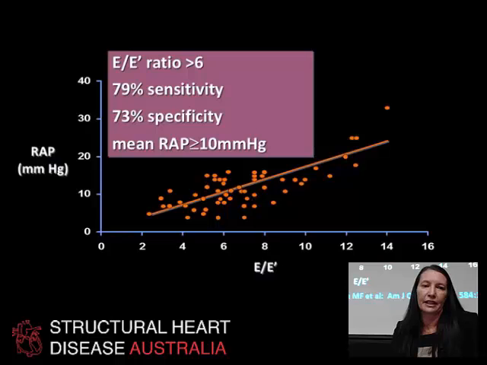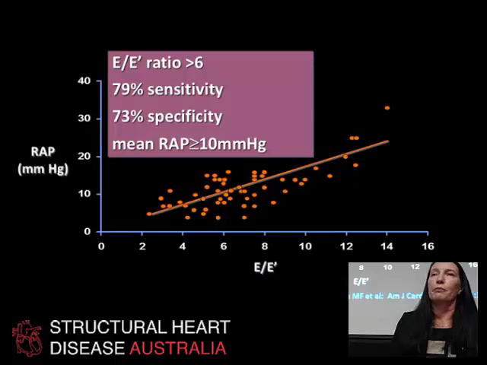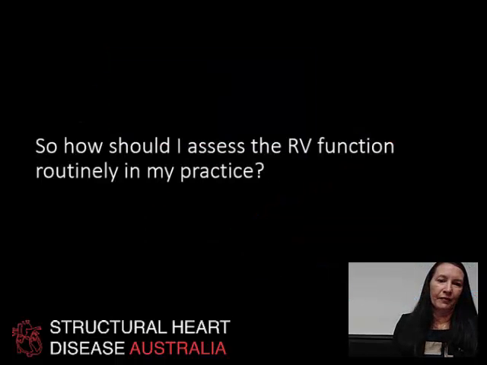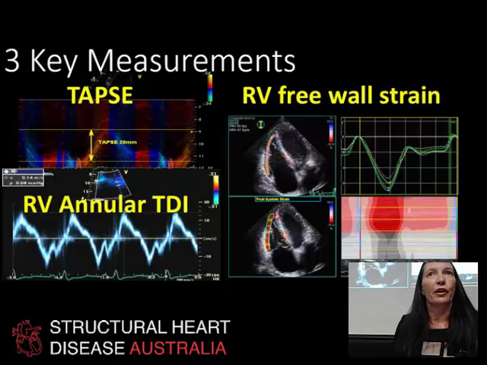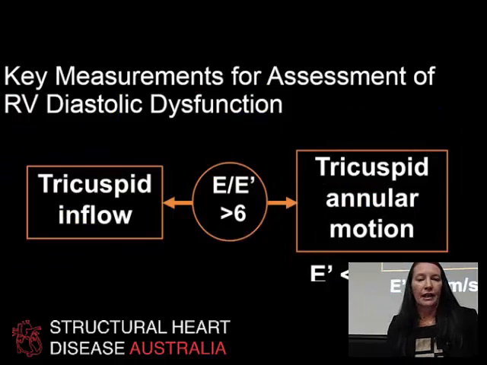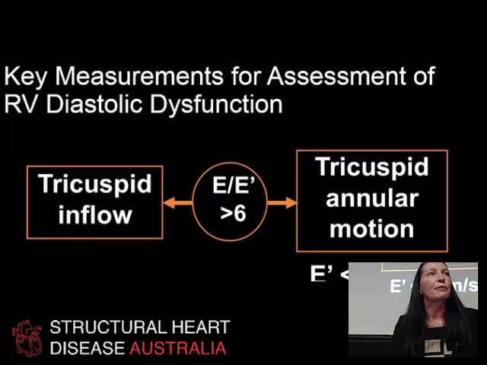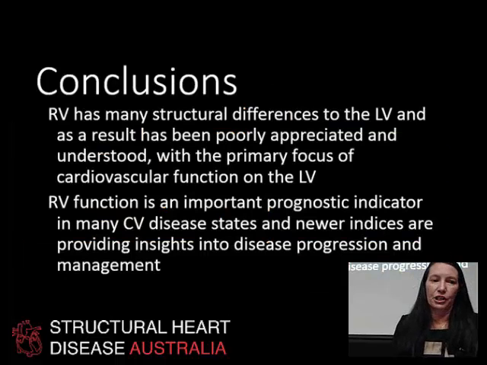And I'll just skip through this, I think. An E over E prime ratio of greater than 6 is quite sensitive and specific for a mean right atrial pressure of greater than 10. So in my practice, what do we do? We do TAPSE, we do TDI on every single patient. And if there's free wall strain to be had, if there's a disease state, I think it's very worthwhile measuring that as well, and it provides useful information and can provide regional information. I haven't gone into that today, I haven't had time. And in diastology, the tricuspid E inflow and the tricuspid annular motion give you an E over E prime to look at what the actual right atrial pressure is.